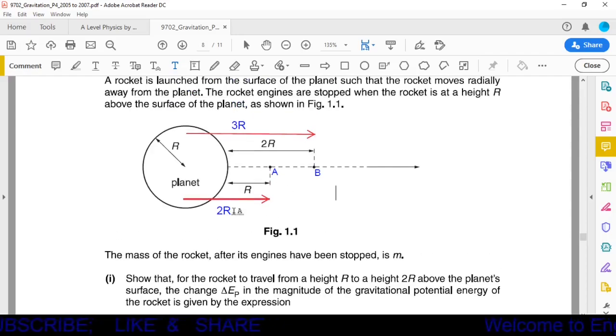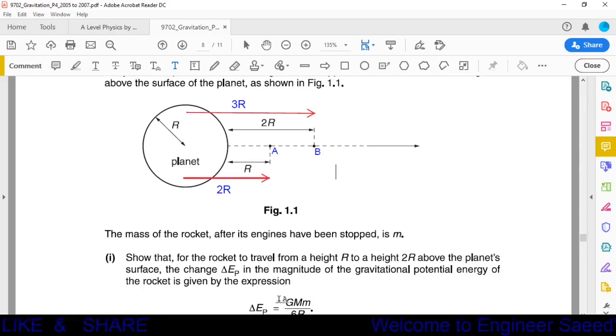Okay, what are the conditions given here? A rocket is fired from the surface of the earth. When the rocket is at point A, its engine stops, but because of inertia, it is still moving. And when it is at point B, we have to find out the change in gravitational potential energy in between A and B.